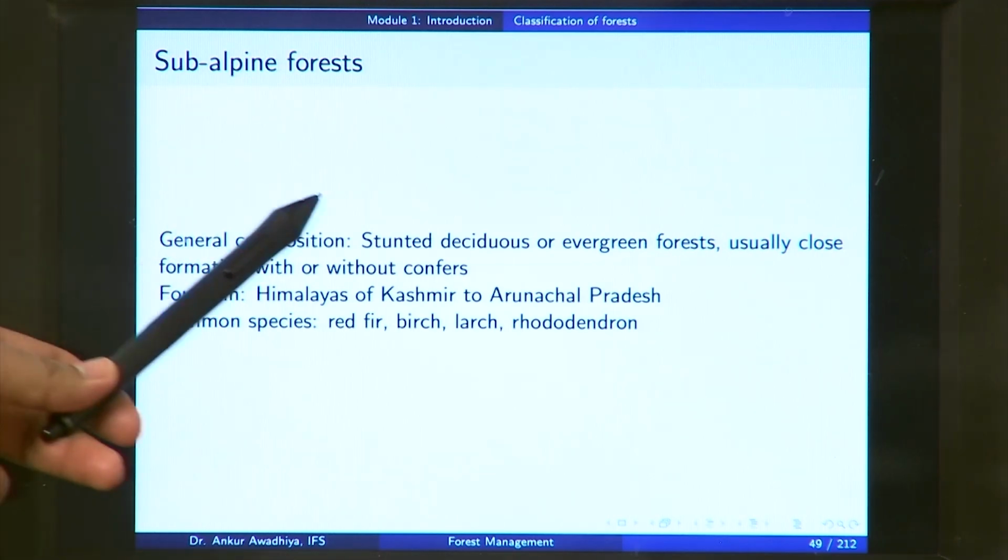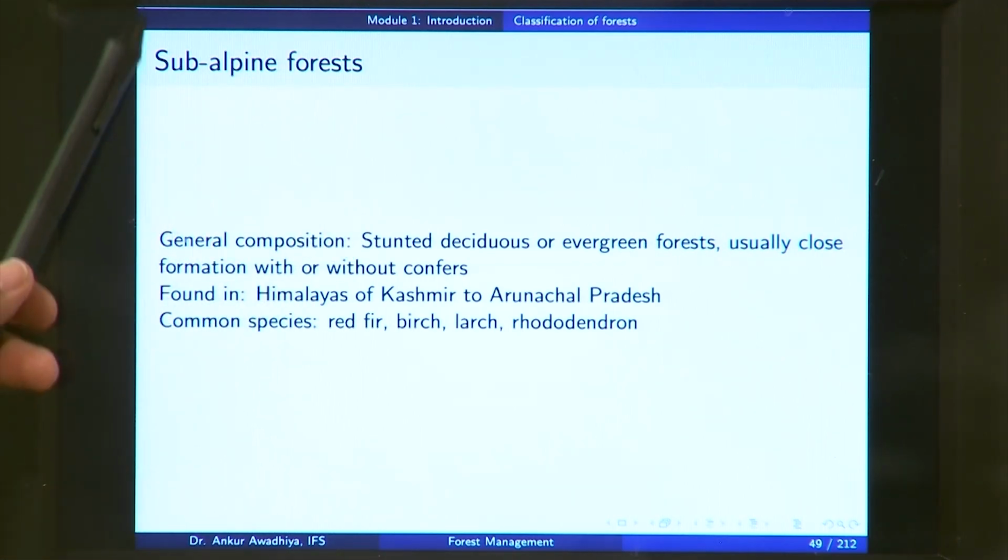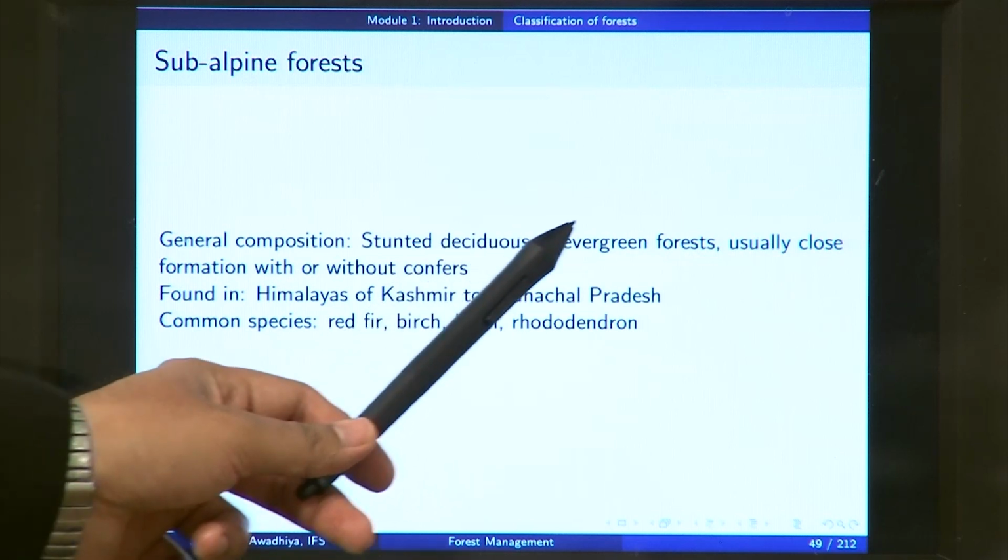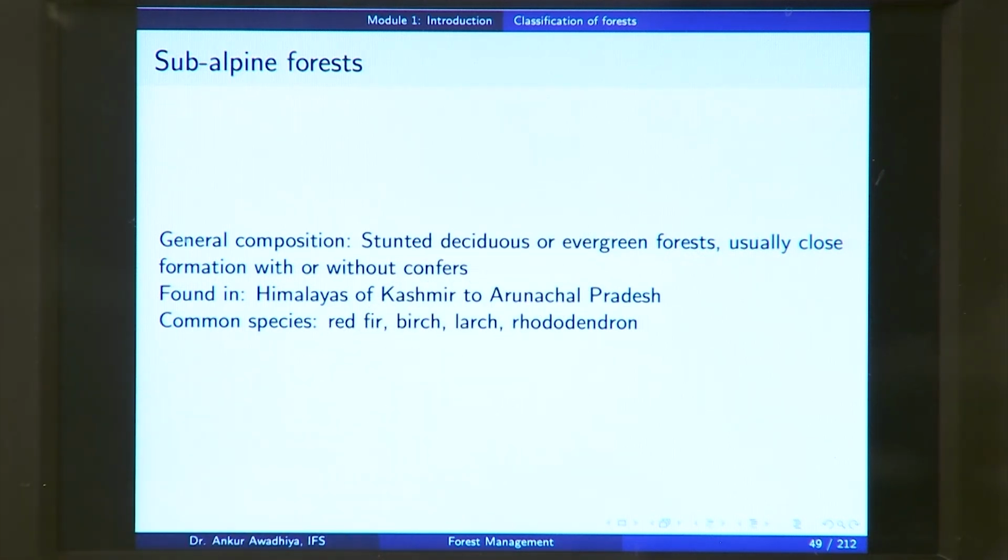So, you have stunted plants, and the subalpine forest can be deciduous or evergreen, and these are usually close formation with or without conifers, and these are found in the Himalayas of Kashmir to Arunachal Pradesh. The common species include red fir, birch, larch and rhododendron. So, these are the subalpine forest.